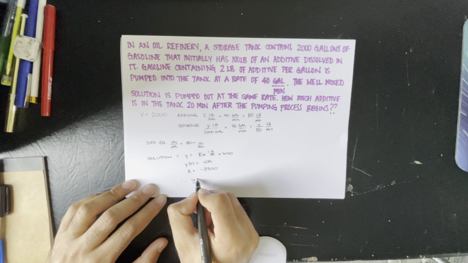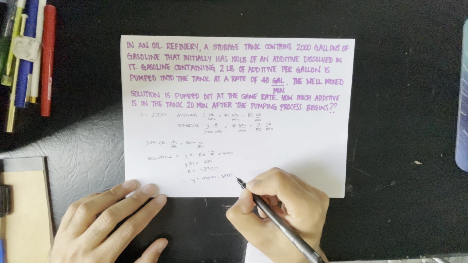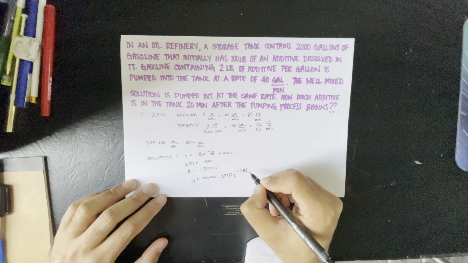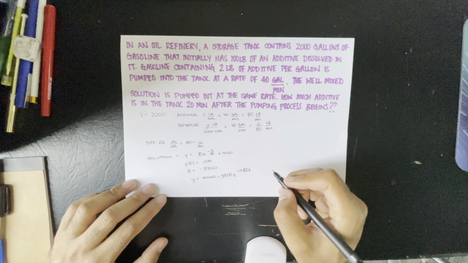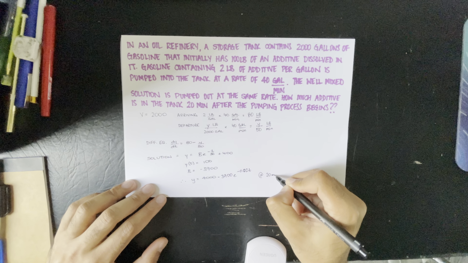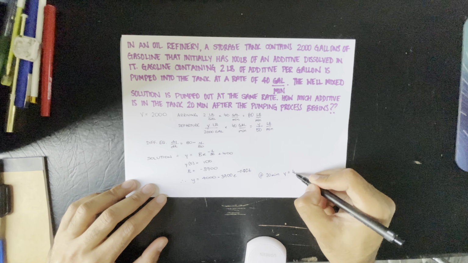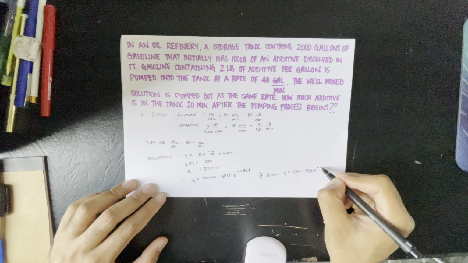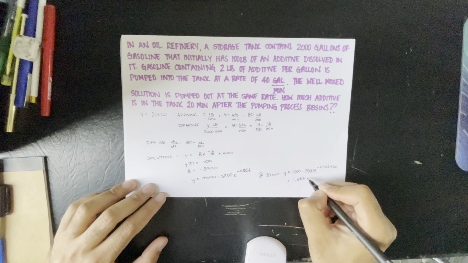Therefore, y equals 4,000 minus 3,900 e to the power minus 0.02 t, and we want to know it at the 20th minute. So at 20 minutes, y will equal 4,000 minus 3,900 e to the minus 0.02 times 20, and that will be 1,385.75 pounds.